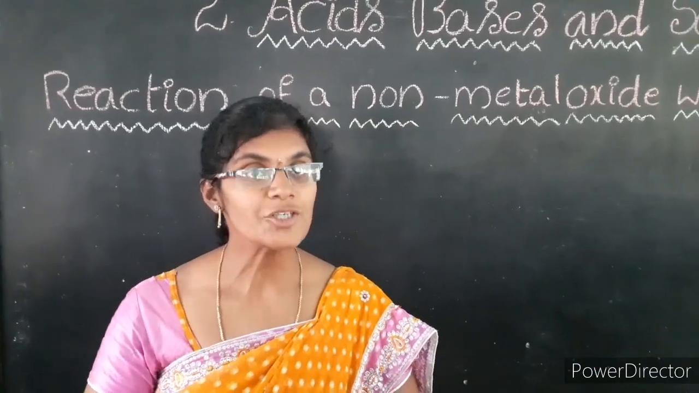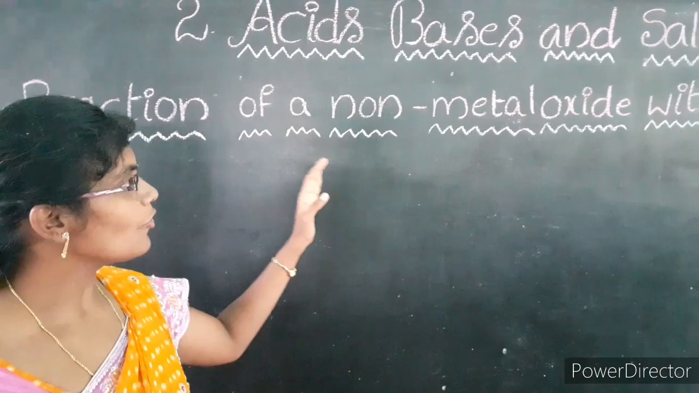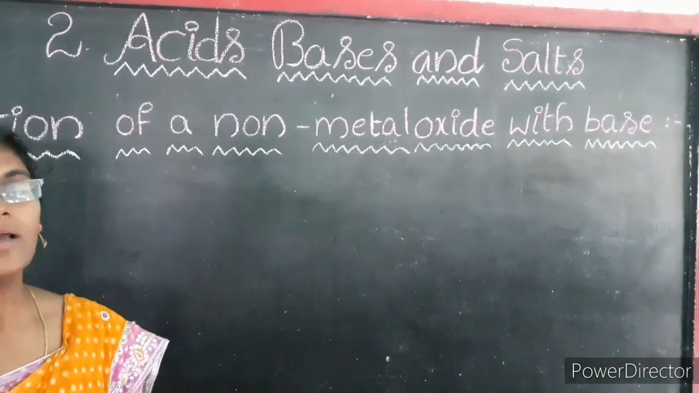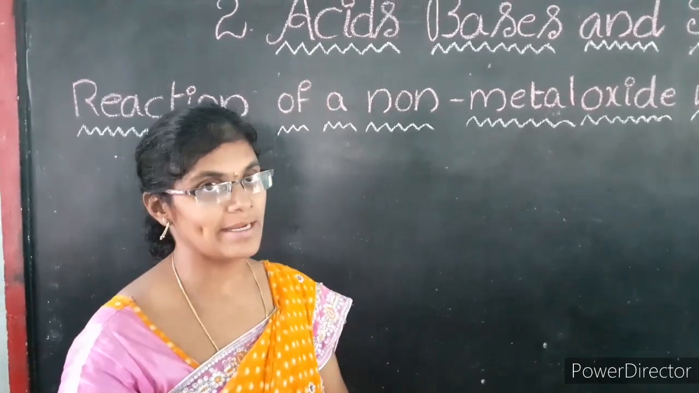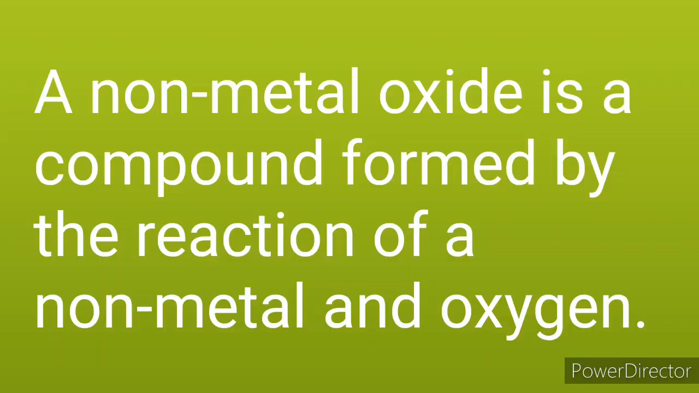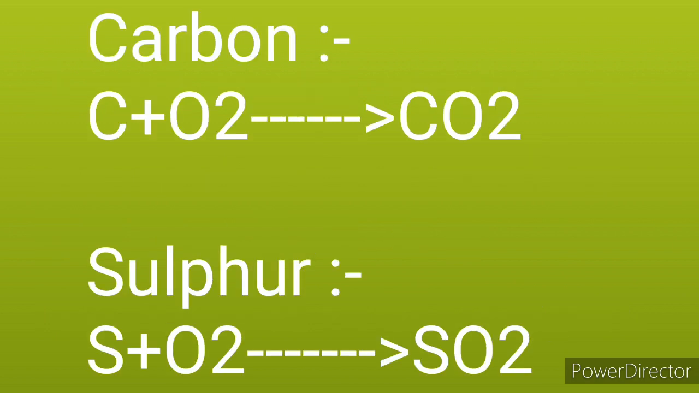Children, our next topic is reaction of a non-metal oxide with base. Here, what is meant by non-metal oxide? A non-metal oxide is a compound formed by the reaction of a non-metal and oxygen. Example, carbon dioxide. Carbon reacts with oxygen to form carbon dioxide. Similarly, sulfur. Sulfur reacts with oxygen to form sulfur dioxide.